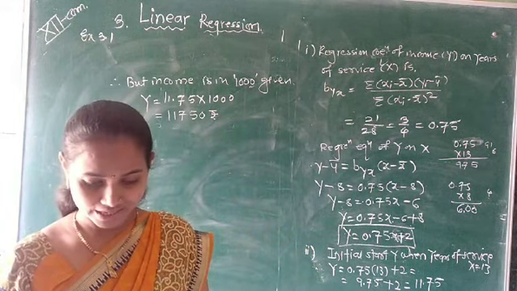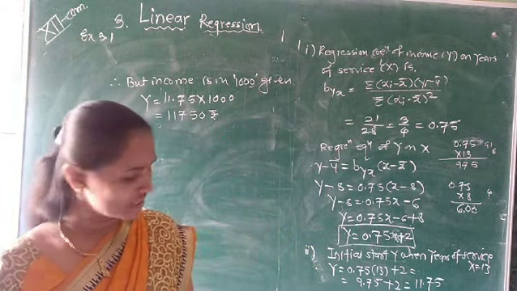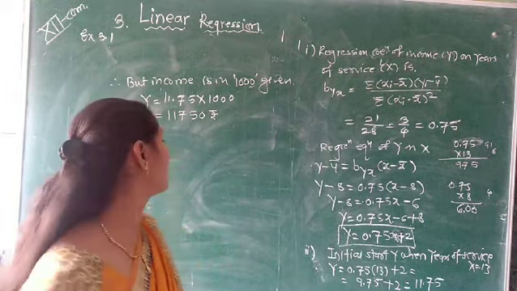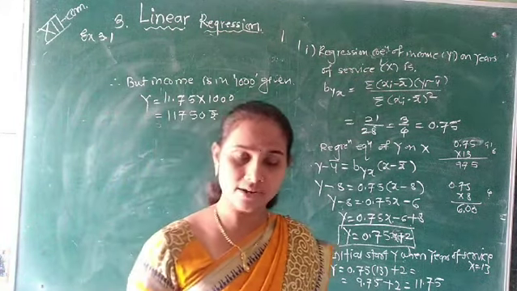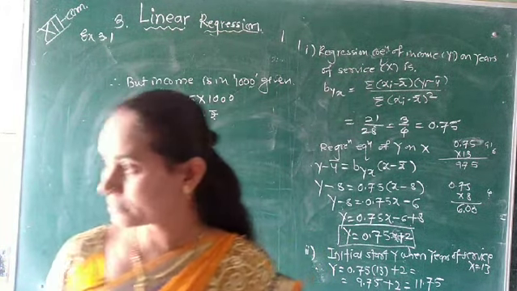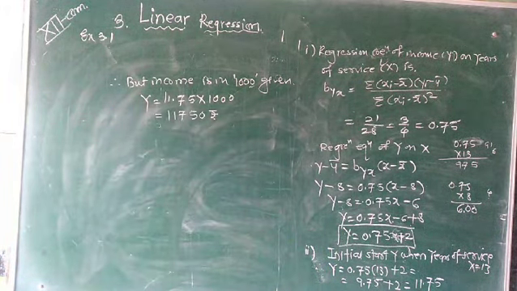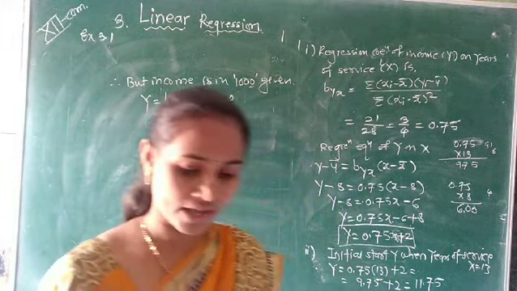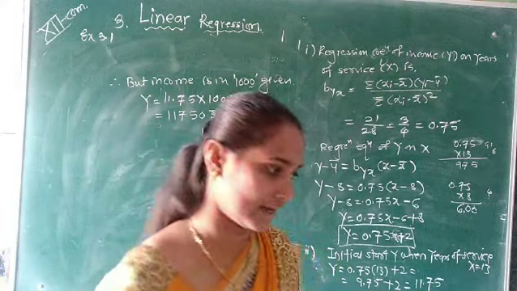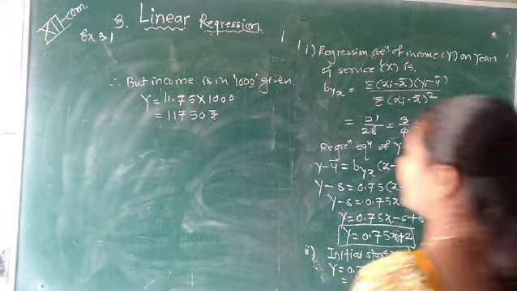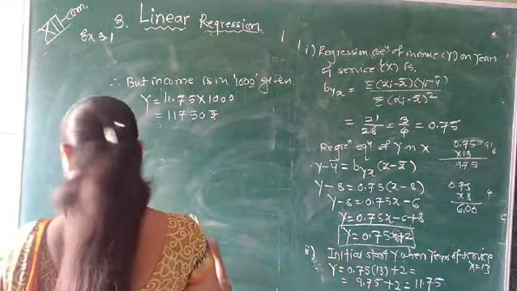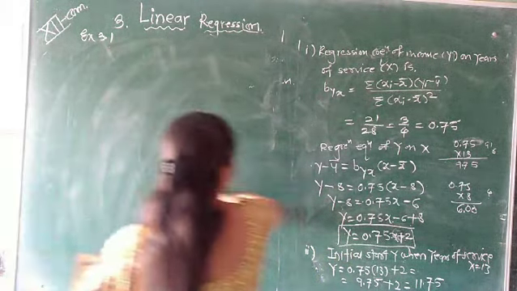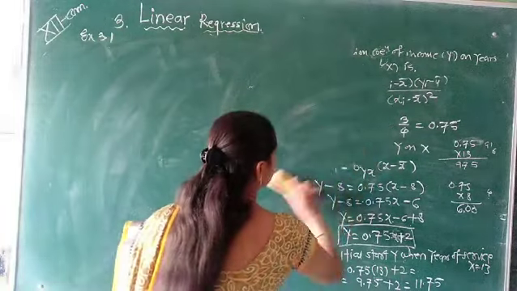Now see the next question. Means if the years of service is 13, then the person will get rupees 11,750. Next, question number 2. Calculate the regression equation of x on y and y on x from the following data. Now here we have to find only the regression equations. So next question, question number 2.